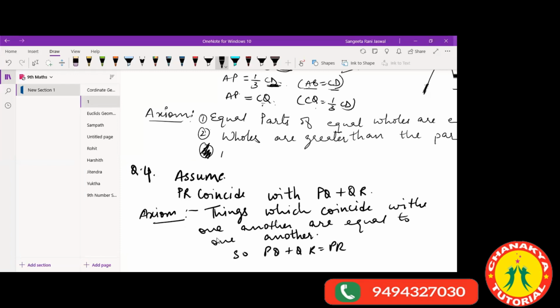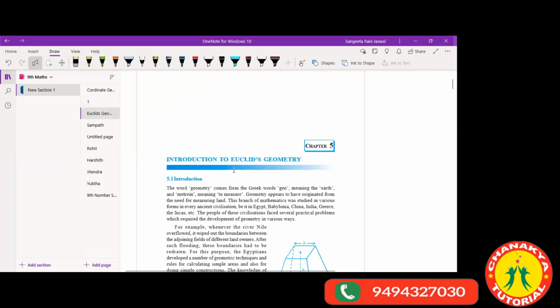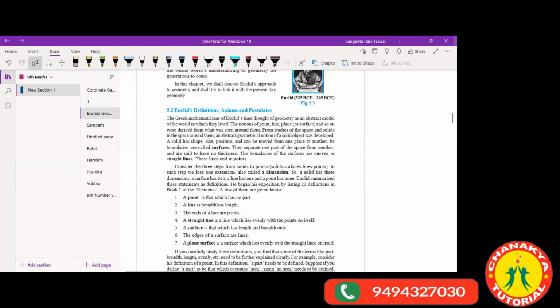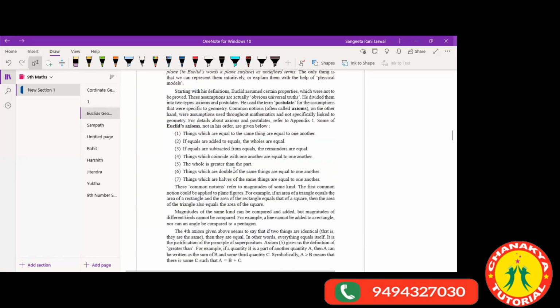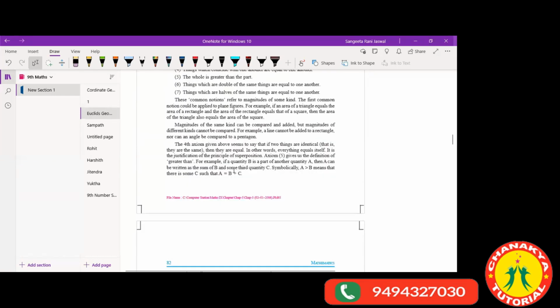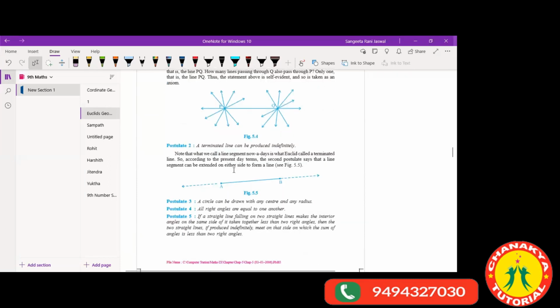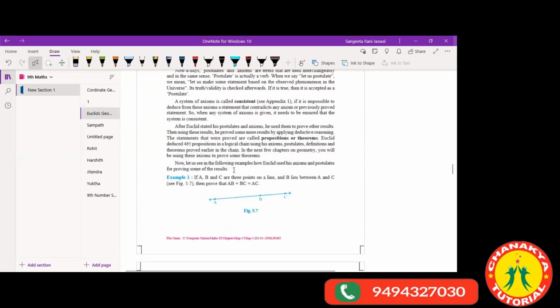So this line is equal to this line because these two lines are coinciding, and so we can say they are equal. I was saying there is an example in your chapter, so I'll show you the chapter here. This is Introduction to Euclid's Geometry. The same example is here. I always give you homework to do the examples and exercises of your book, so maybe you have not seen the example.